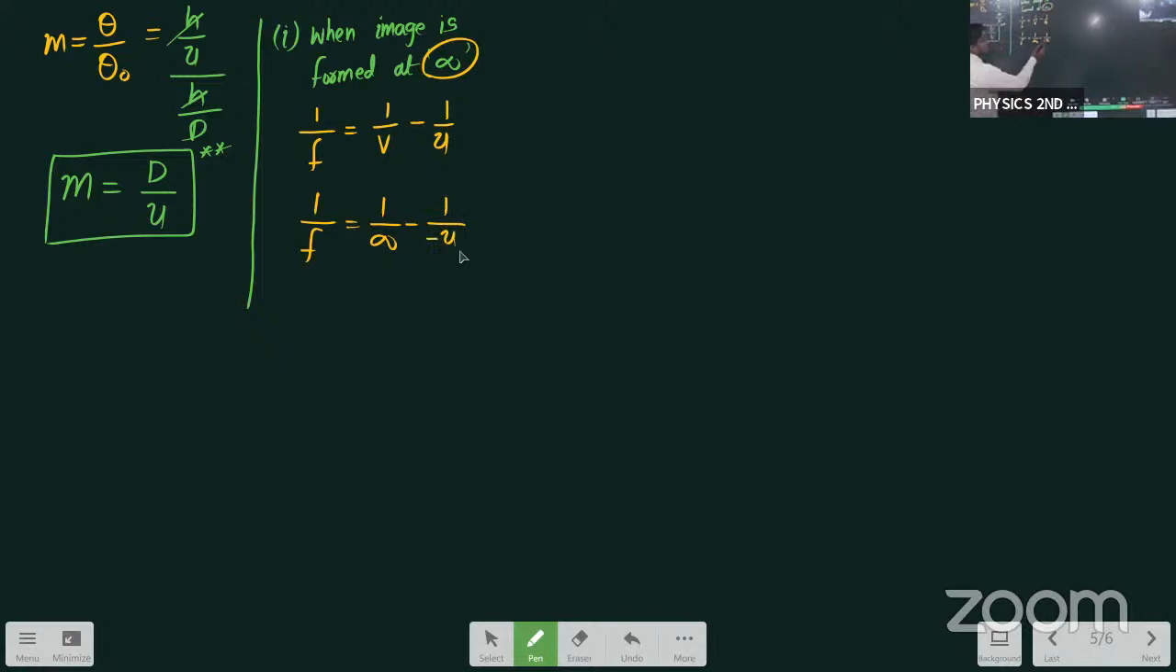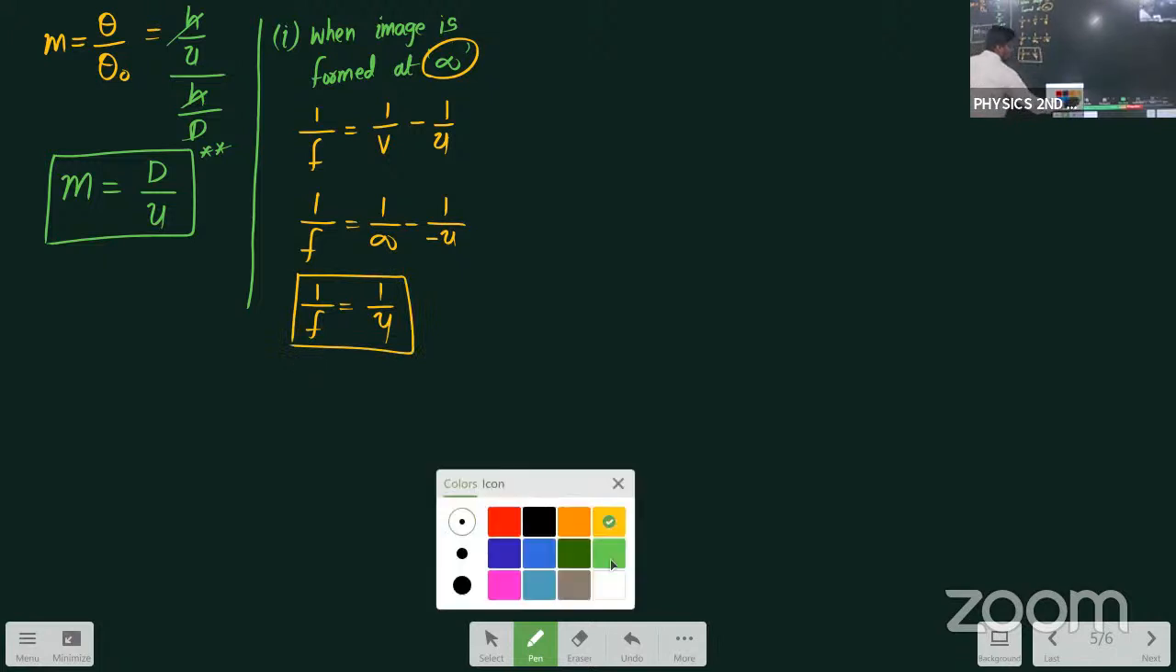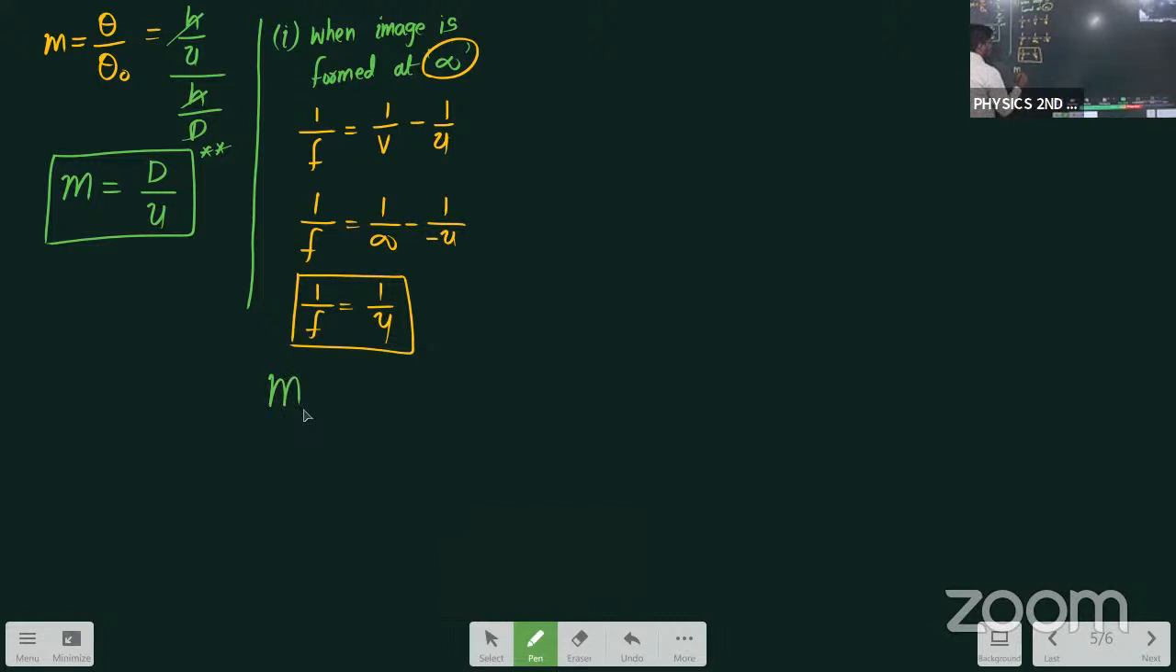1 by minus u. Minus into minus will become what? Plus. So finally I can write 1 by f is equals to 1 by u. So what will be my formula for magnification? Whenever we are getting the image at infinity, I can write the magnification formula as, what is that formula? D by u. That is nothing but this will become D by f. I hope you understood this.